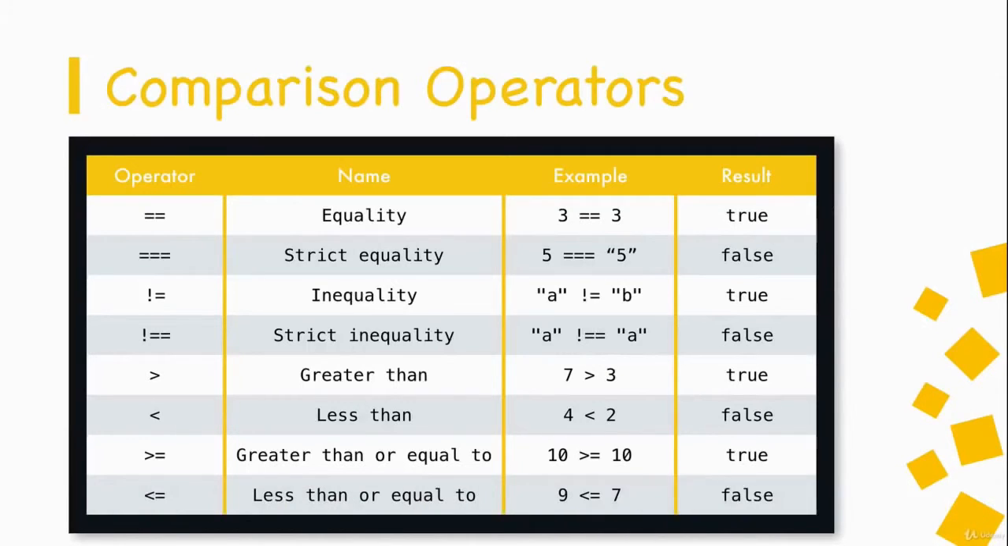And similarly, we have the less than or equal to operator, which is written as a less than symbol and then an equal sign. And this operator will return true either if the first value is smaller than the second value or they are the same. So for example, 9 <= 7 is false because 9 is not equal to 7 and it's not less than 7 as well. So ultimately it returns false.